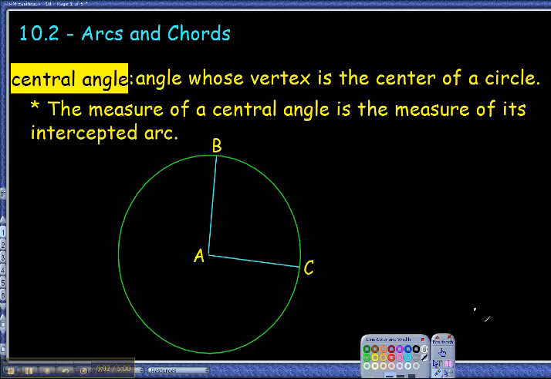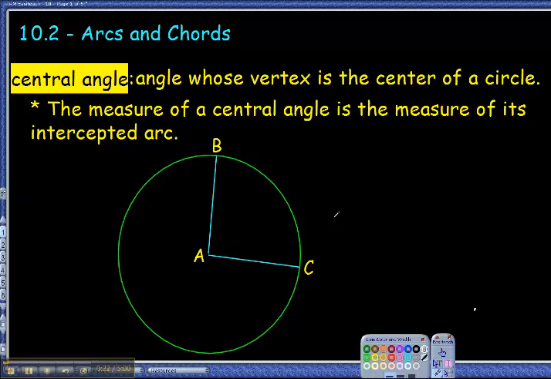Alright class, today we're in section 10.2, which is arcs and chords. Some of what we're going to see today is vocabulary you actually saw in chapter 11. Since we did these chapters out of order, some of this we already know. But I want to do a quick refresh, make sure we remember how to do all of that, and then we've got a little new vocabulary and one new postulate to take a look at today as well.